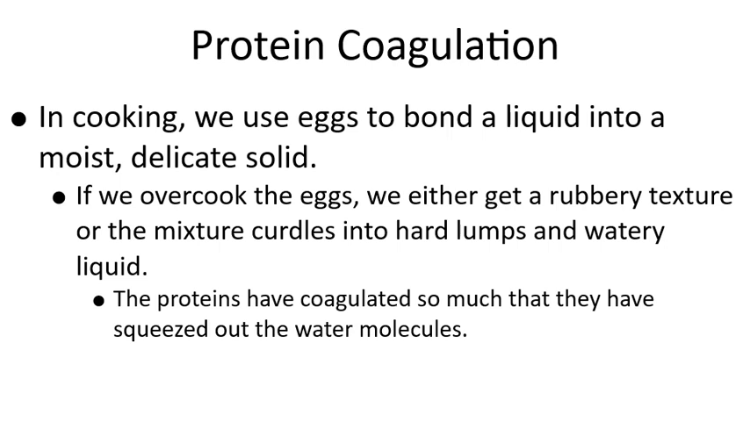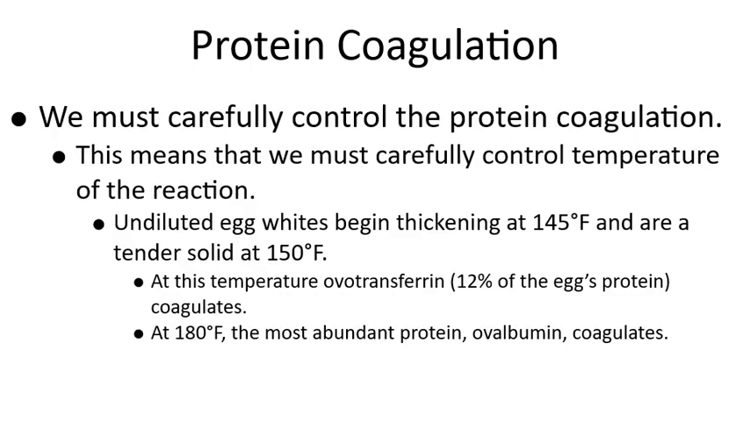If we overcook the eggs, we either get a rubbery texture as too much of the water is driven out and so many bonds form between neighboring proteins that the entire structure gets rigid, or the mixture curdles into hard, solid lumps and watery liquid. Just as we saw when cooking meat, we must carefully control the protein coagulation and therefore the temperature.